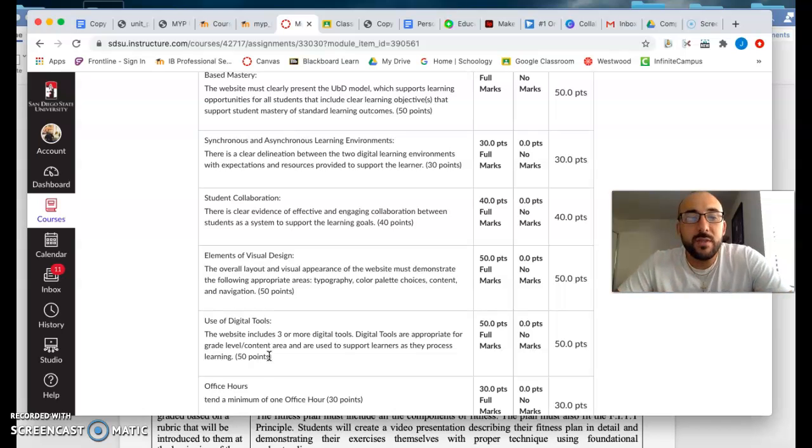Some of the digital tools that hit on this part of the rubric that my students are using: they are using multiple digital tools in my class because I want to give them the opportunity to touch on different things that maybe they're not familiar with, but also to enhance that learning and to support that learning process.